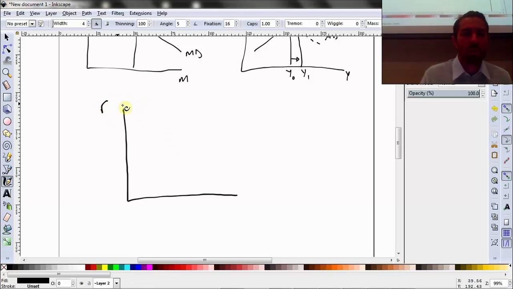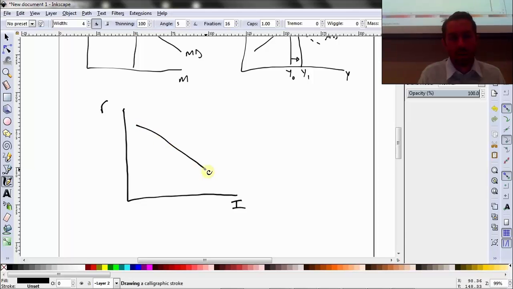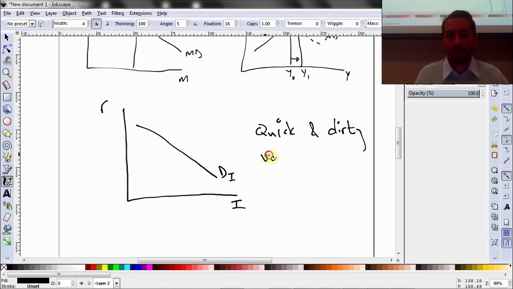So if we've got the loanable funds market, we can just give a summary of it. The only thing that's really important to us is an investment demand curve, right? So, demand for investment, okay? Investment spending is inversely related to the interest rate. This is what I would call a quick and dirty version of the loanable funds market.